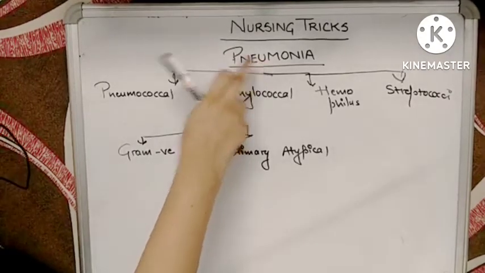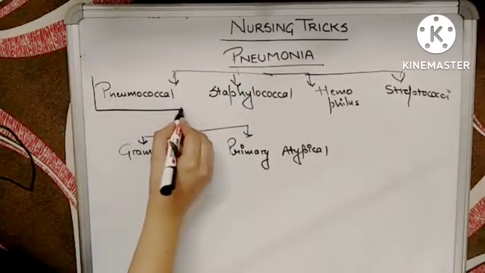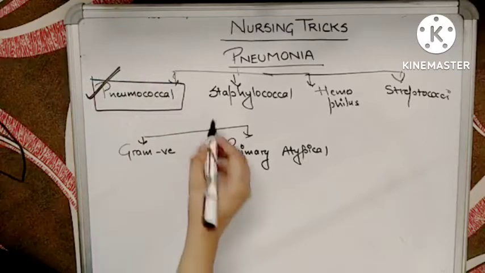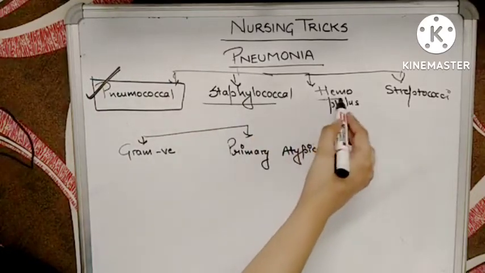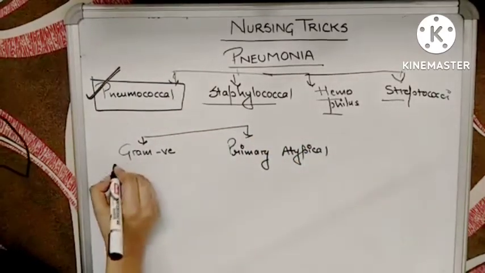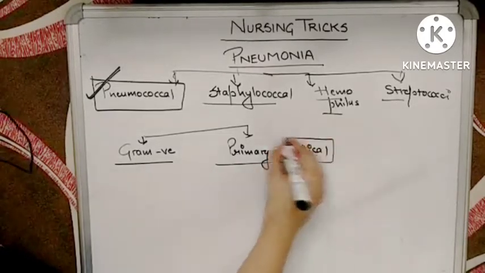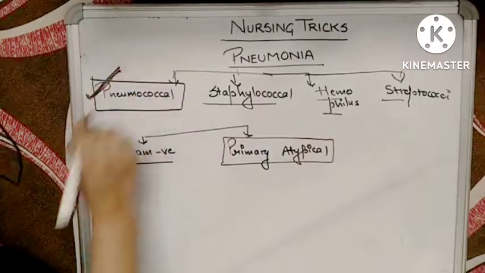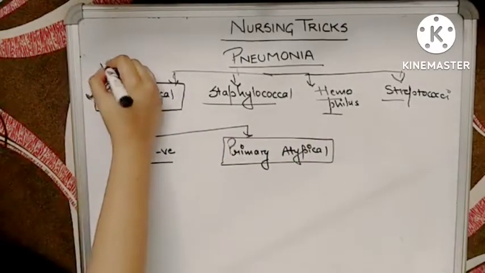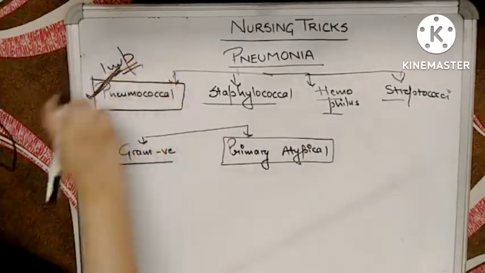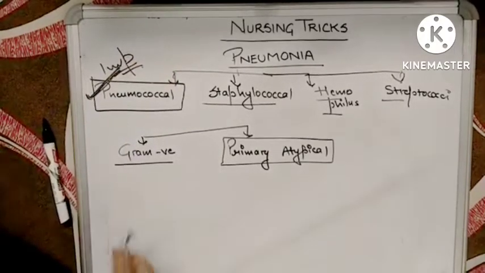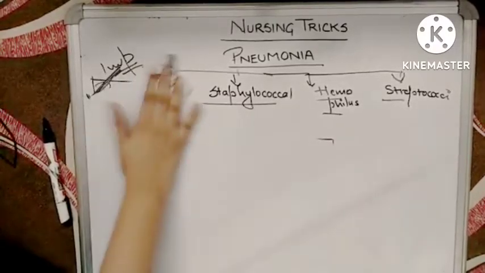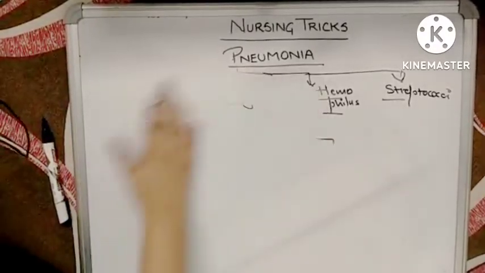In this particular video it will be about pneumococcal pneumonia, and in the subsequent videos we will see staphylococcal, hemophilus, and streptococcal pneumonia, and then the gram negative and the primary atypical pneumonia. Here we will focus on pneumococcal pneumonia. This is very important, and you will see questions from pneumococcal pneumonia. So let us see pneumococcal pneumonia.